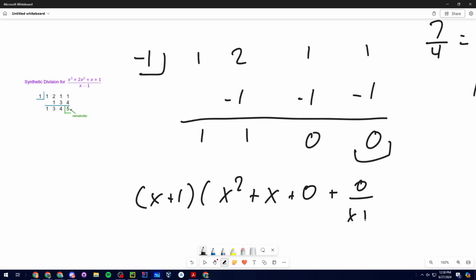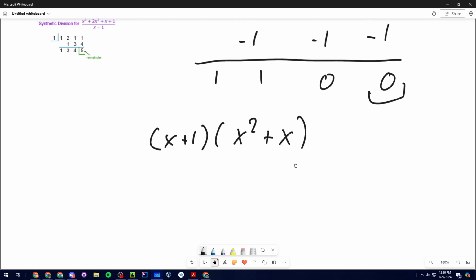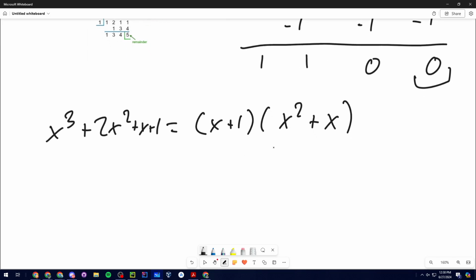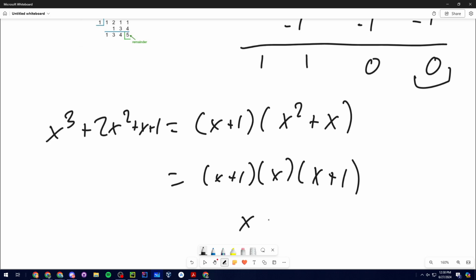over x plus 1. But we don't even have to, this is kind of redundant. So this is us factoring it, right? And we know that this is a factor, right? Now, can we factor this further? Yeah, this is really easy to factor. So this is just equal to x plus 1 times x plus 1. And then now we have it. We know that the roots are x equals 0 and x equals -1. See how easy that was?